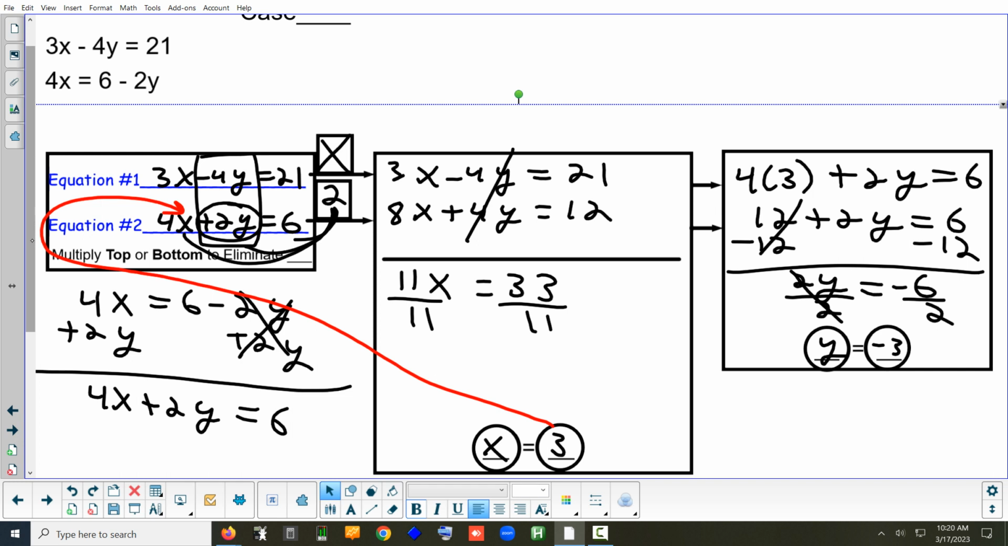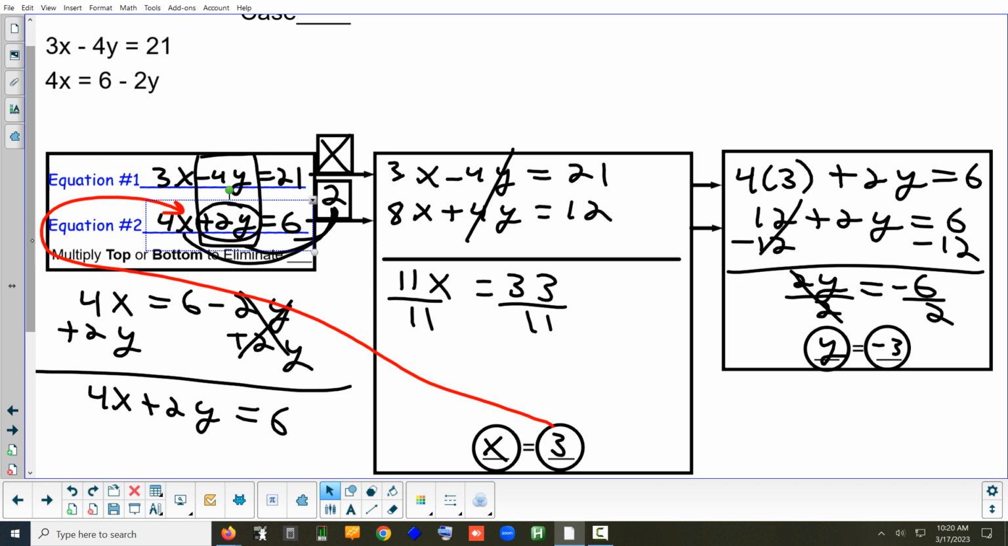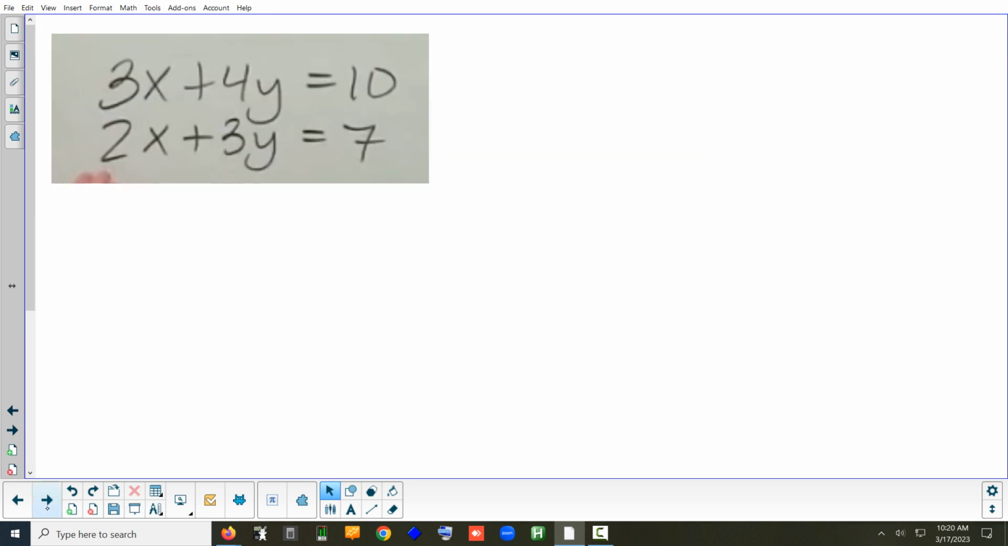So that's a situation, or that's case 4, because you don't have any single variables. But luckily, you have a number that you can multiply by in the bottom to get the opposite of the number in the top. Don't write it down yet, but let's look at something like that. Okay, we're going to do that one in a minute.